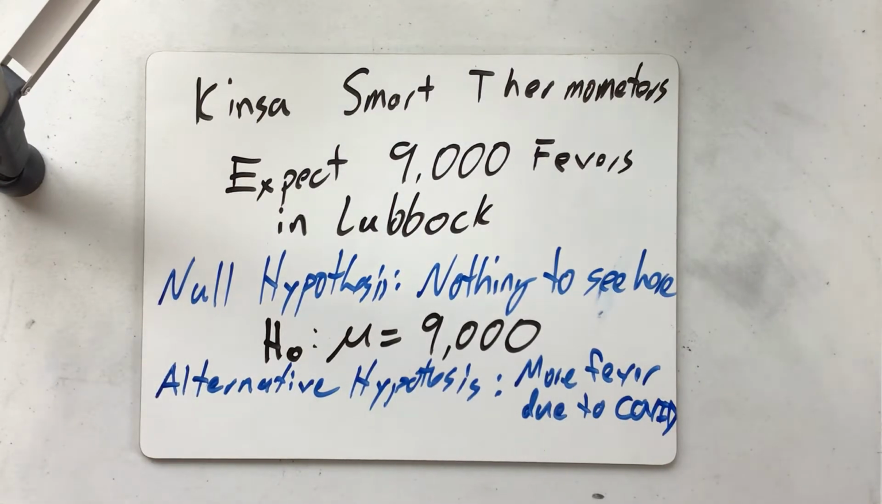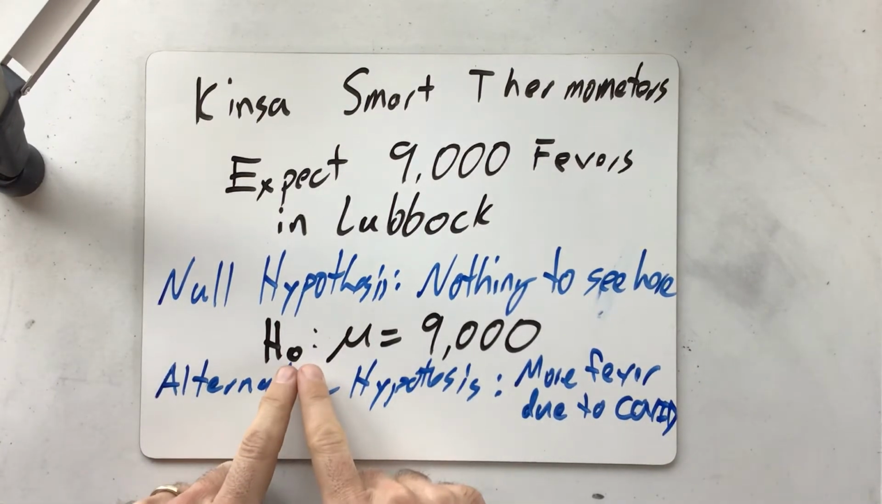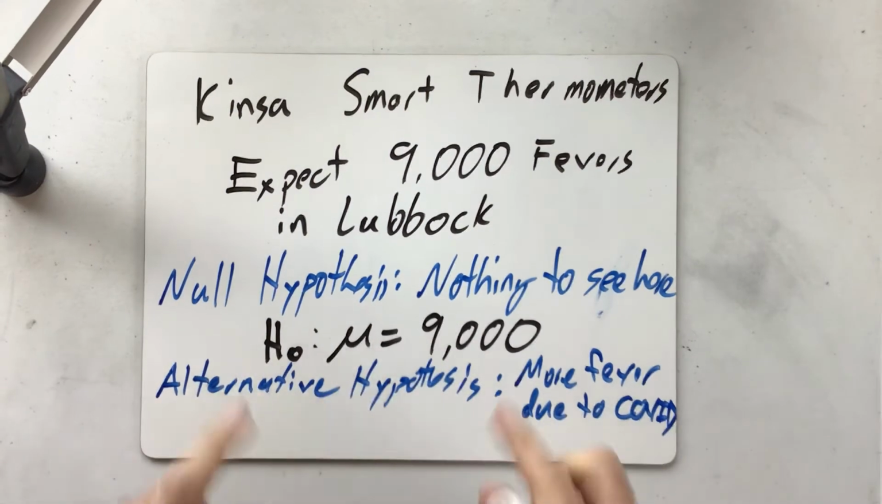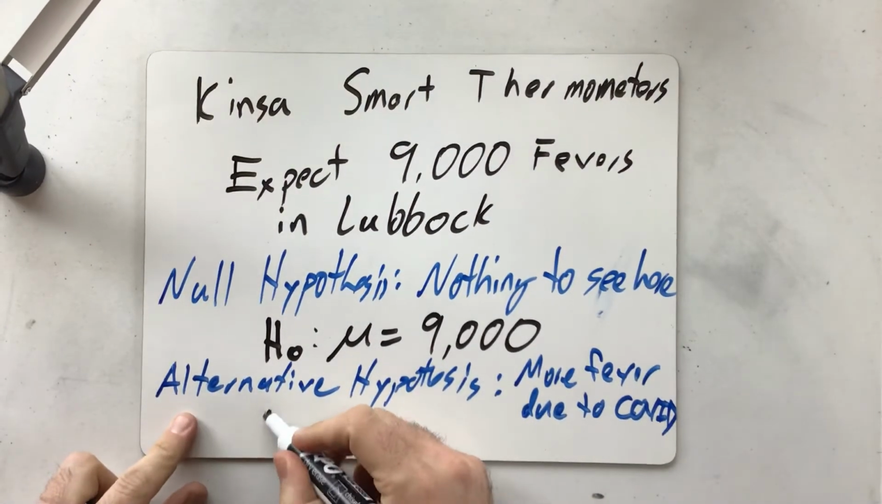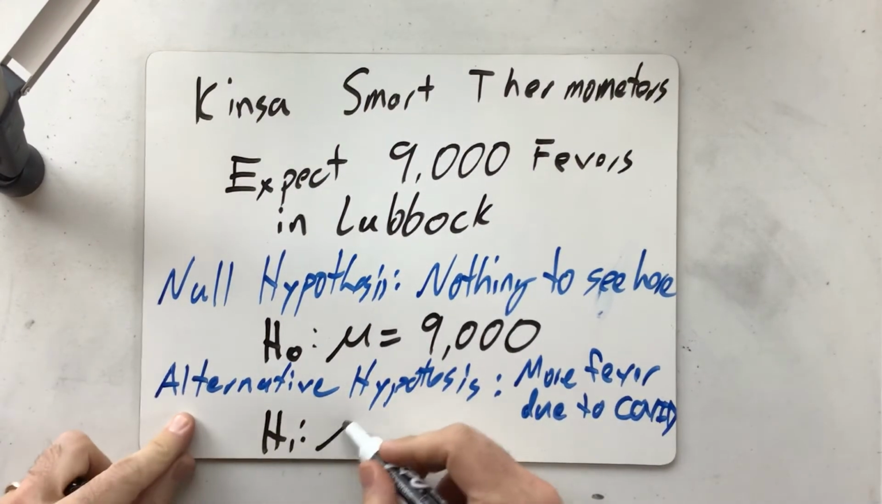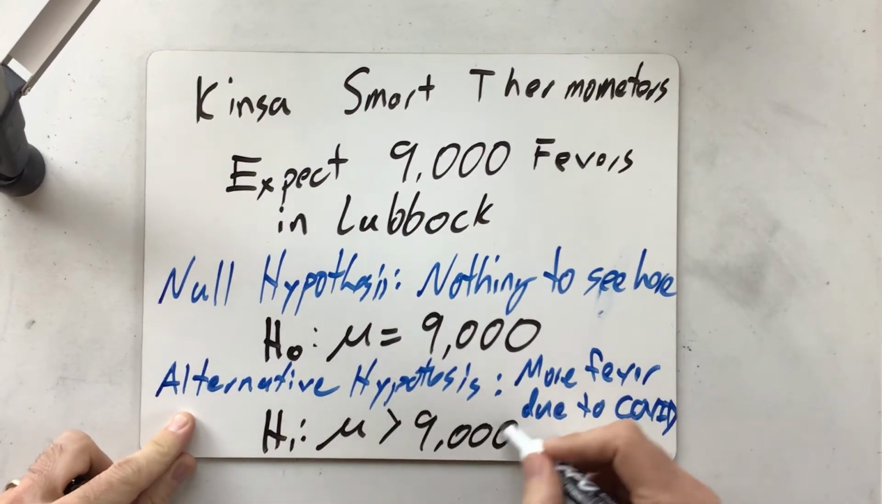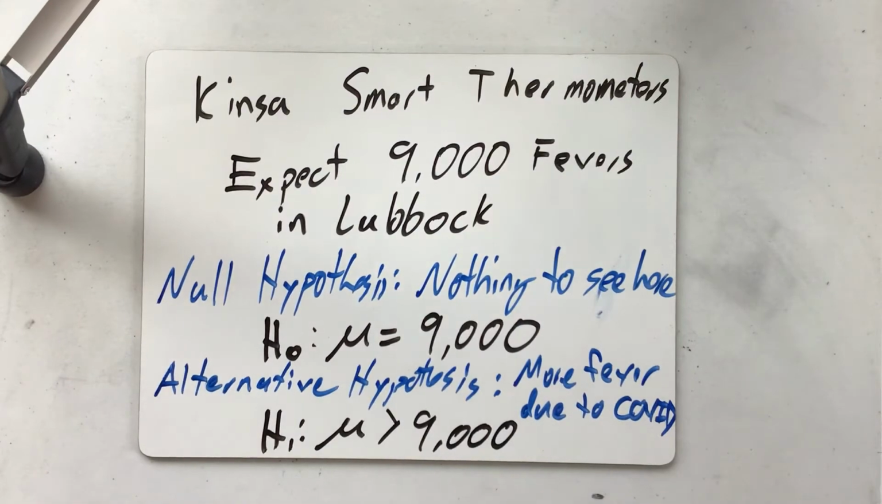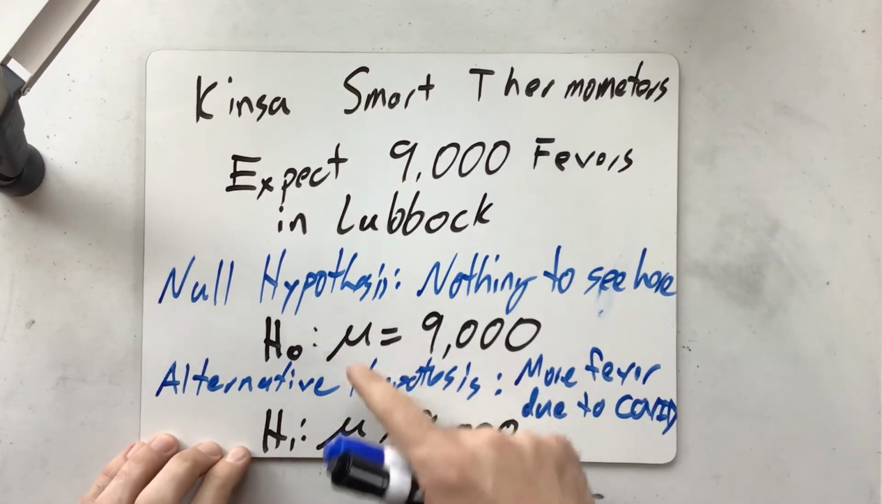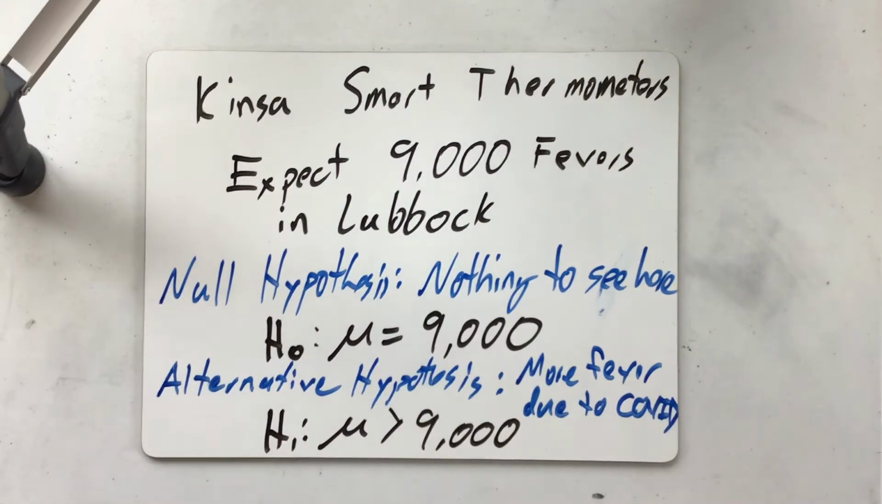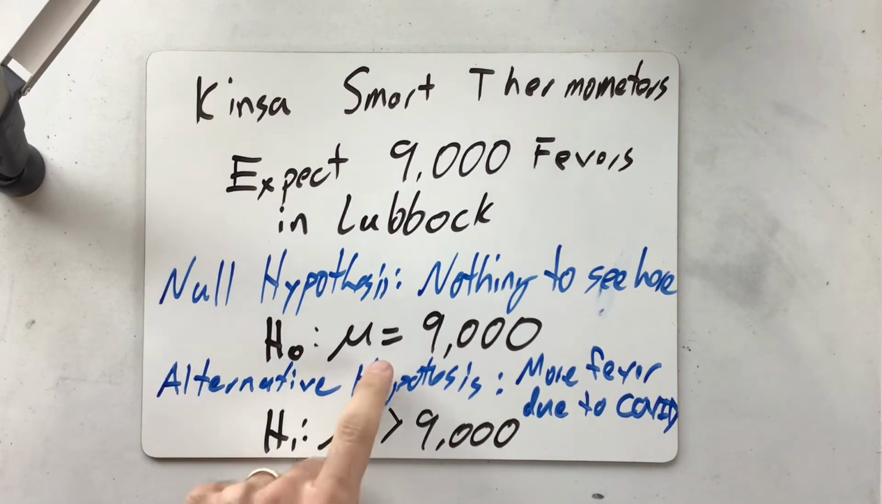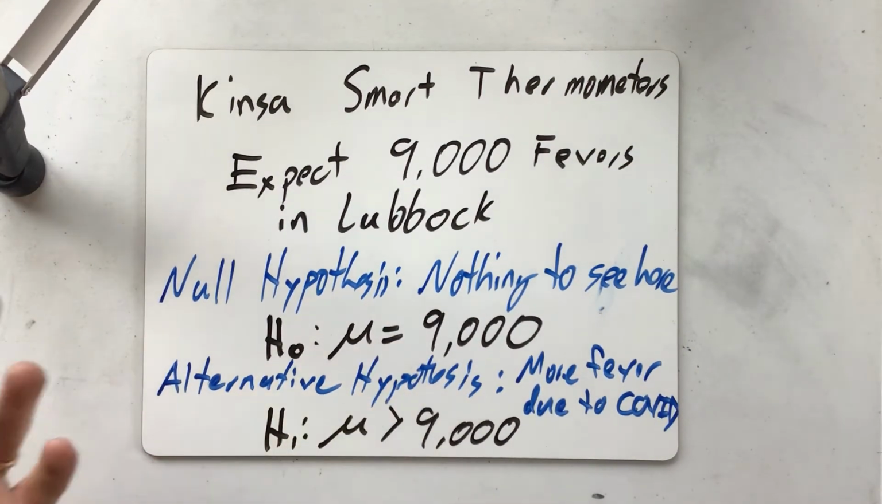Okay, so what we can do is now test this hypothesis. If there's nothing going on in Lubbock, we would have 9,000 fevers. If there is something going on in Lubbock, then we would expect our number of fevers to actually be bigger than 9,000. And then what Kinsa can do is take their thermometers to find out how many fevers are in Lubbock, and then use their sample to compare to this 9,000 to see whether their null hypothesis is true or false.